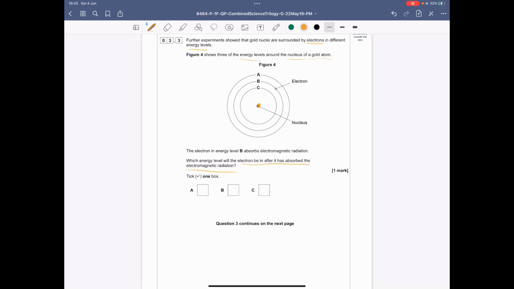Tick one box. Well, if it's absorbing radiation, it's going to gain more energy. Okay, so absorb means it would gain energy. If it was releasing energy, it would lose the energy. So because it's absorbing it, the electron goes up to the higher shell, or the higher energy level. If the energy is then released, it would then go back down to where it is. Okay, so the key thing to remember is when electrons absorb energy, they go up the shells. If they release energy, they go down the shells, towards the nucleus.